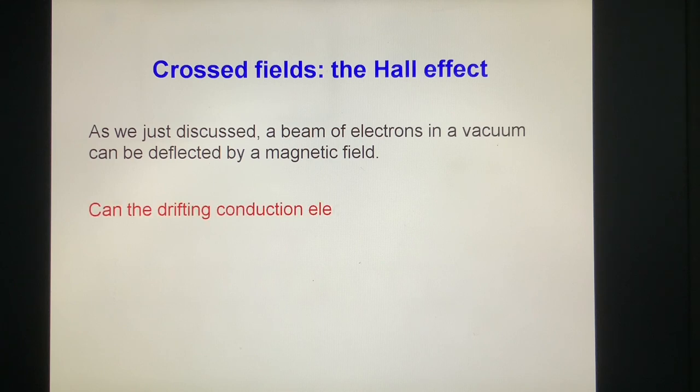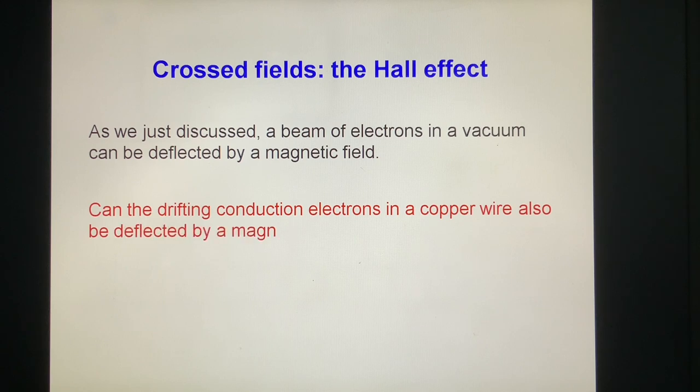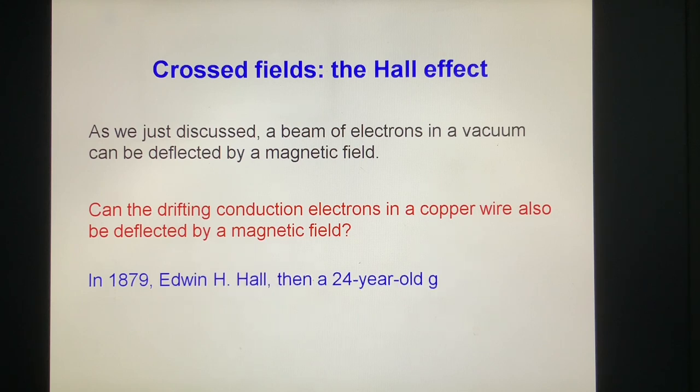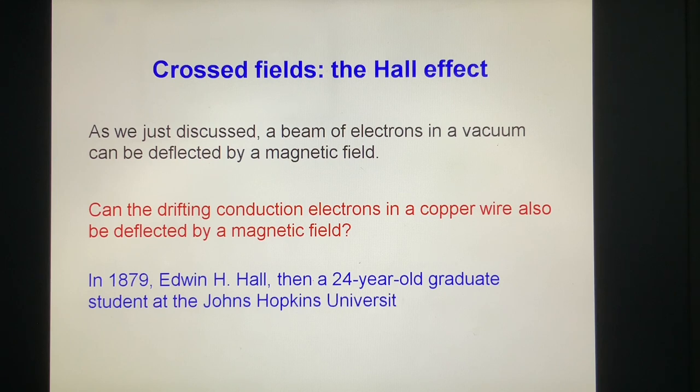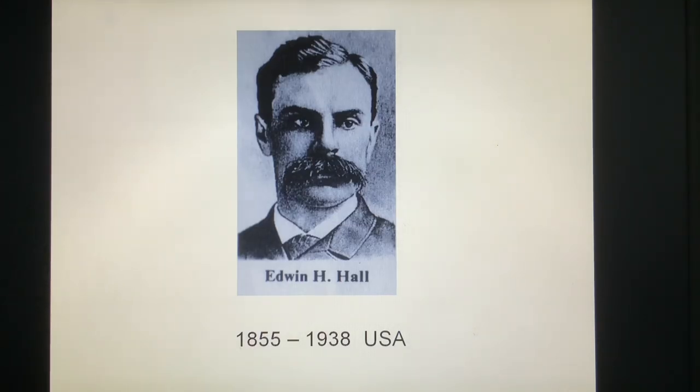Can the drifting conducting electrons in a copper wire also be deflected by a magnetic field? In 1879, Edwin Hall, then a 24-year-old graduate student at Johns Hopkins University, showed that they can.